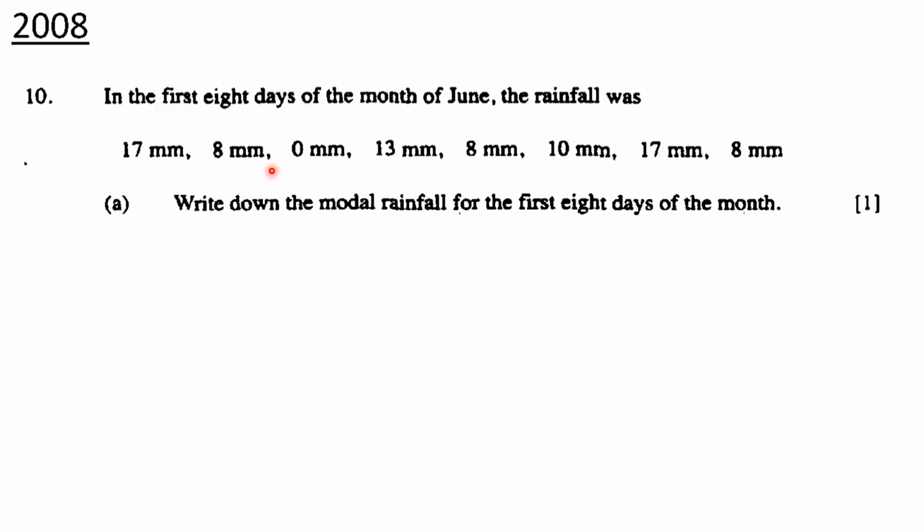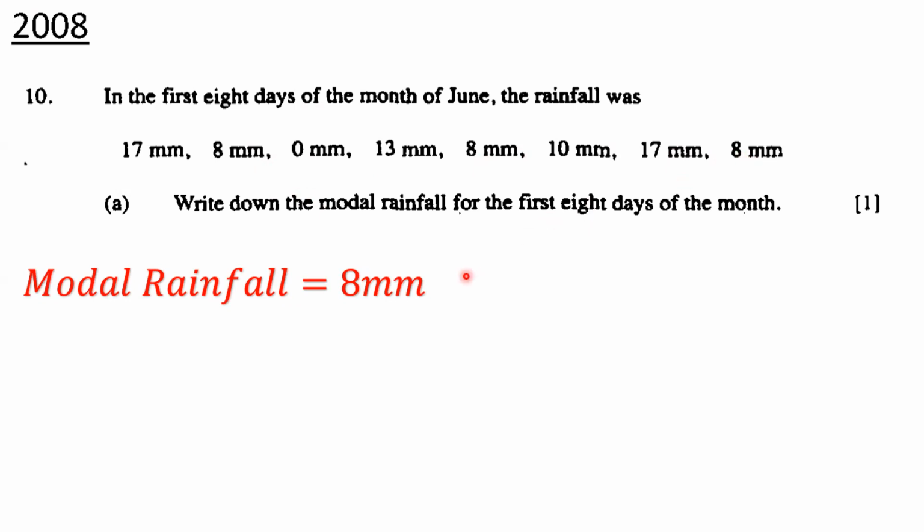And then we have this question. This one says that the first 8 days of the month of June, the rainfall was 17 millimeters, 8 millimeters, 0 millimeters, 13 millimeters, 8 millimeters, 10 millimeters, 17 millimeters, and 8 millimeters. Write down the modal rainfall for the first 8 days of the month. Now the mode is going to be the one that appears the most, and so the modal is going to be 8 because 8 appears 1, 2, and 3 times. There's no other number that appears more than that.